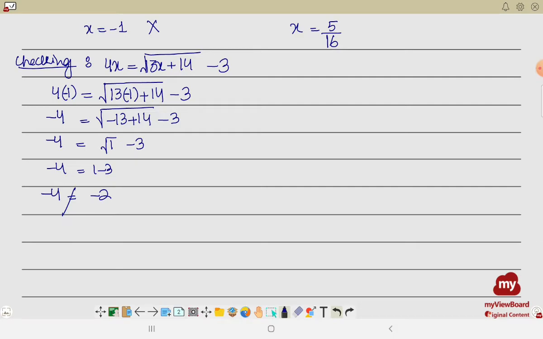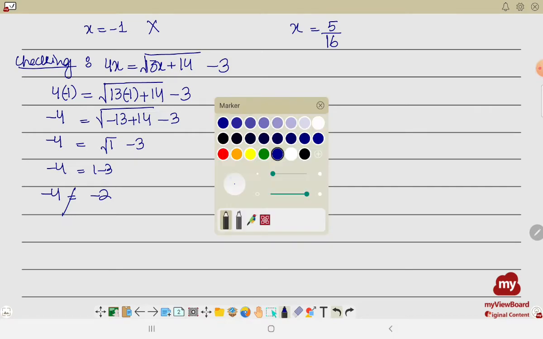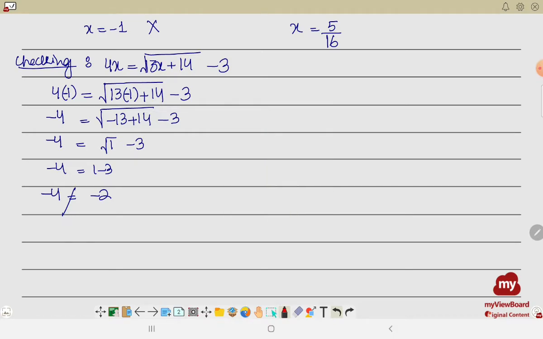Now let's check for x equal to 5 by 16. Let's change the color so that you can easily identify the values. Instead of x on the left, we'll write 5 by 16 in 4x, and on the right, square root of 13 times 5 by 16 plus 14 minus 3. So let's see how we are going to solve it. Here we have 4 times 5 by 16: 4 goes into 16 four times, so we get 5 by 4. So our left hand side is solved. Now we'll solve the right hand side.